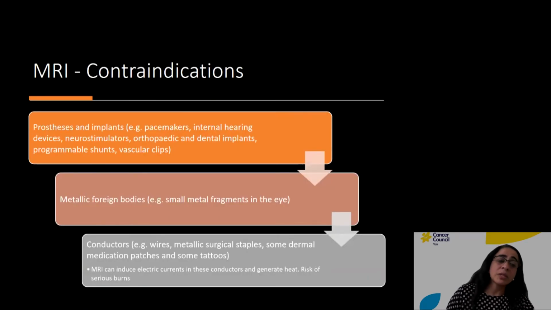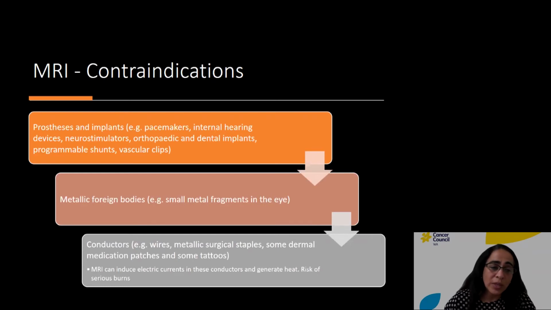Also, certain metallic foreign bodies or prostheses and implants, such as pacemakers, neurostimulators, dental implants, are contraindicated to having MRI. But more recently, the newer implants and prostheses and pacemakers are safer in our new scanners.